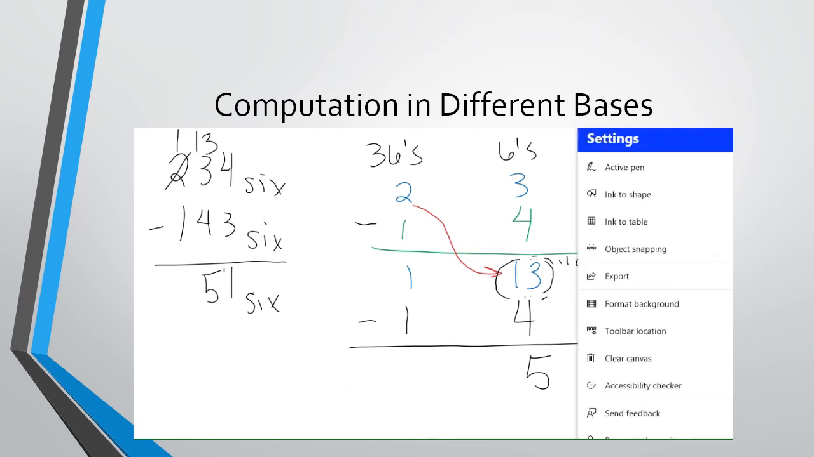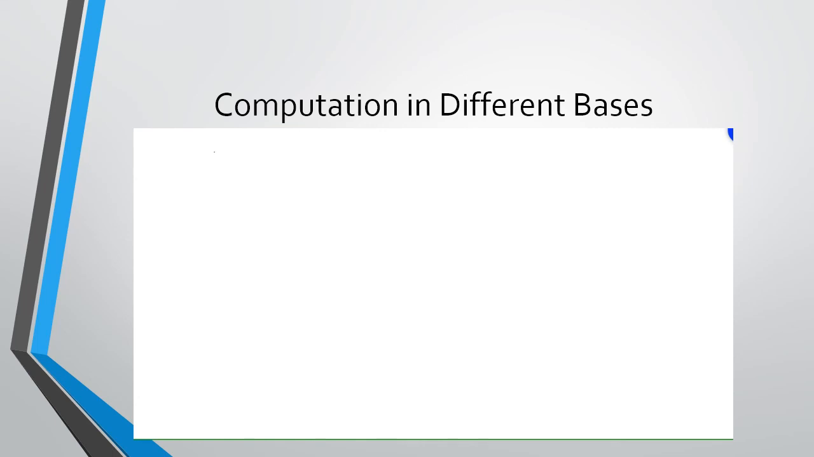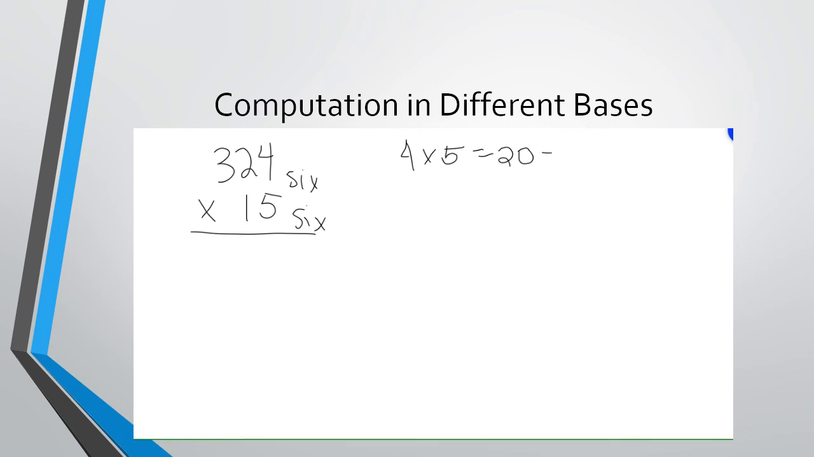Okay. Let's do a multiplying problem. 3, 2, 4 times 1, 5. And these are also in base 6. Now I'm just going to do this one with the normal algorithm. So 4 times 5 is equal to 20. That's base 10 notation. Base 6 would write 20 as 1, that's 6, 12, yikes, 12, 18, 19, 20. That's 3 sticks and 2 units. 3 sticks, 2 units.